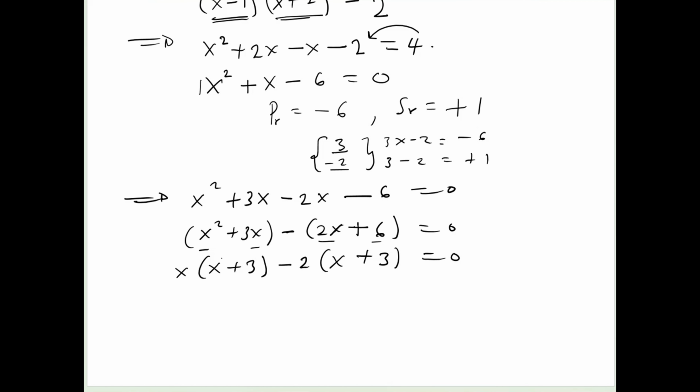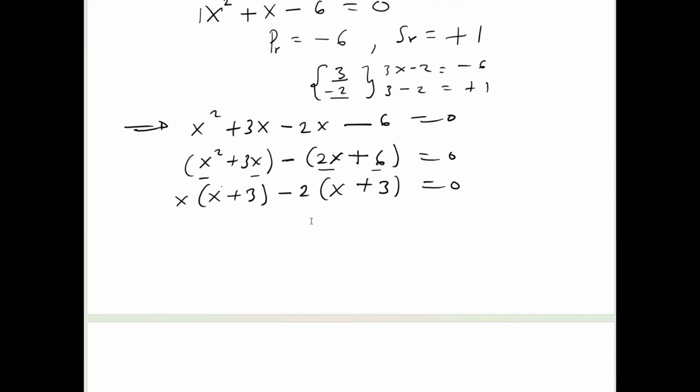Now what's the next step here? What we need to do here is, let's look at these two terms. We have it that they have a common factor, which is x plus 3. So that common factor, you have to factor it out. So we have our x plus 3 out here, open bracket. What remains? We have x here and minus 2 the other side. So everything will be equal to 0.